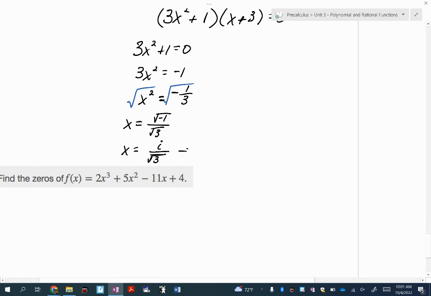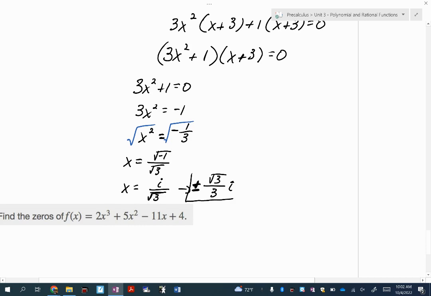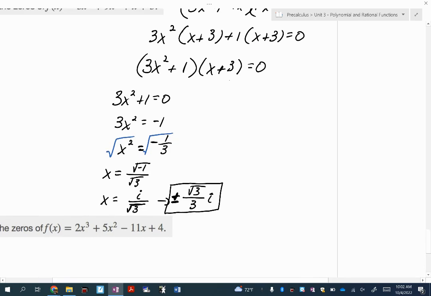I'm going to clean that up just a little bit and write that as the square root of 3 over 3 times i. And I forgot, so hopefully you don't, that I must include my plus or minus because I am taking the square root of both sides. So there's 2 solutions. And this one right here is going to give me x equals -3. So there's my third solution.